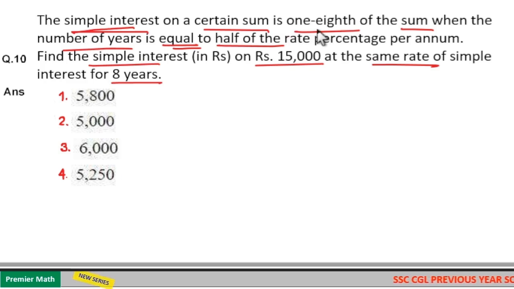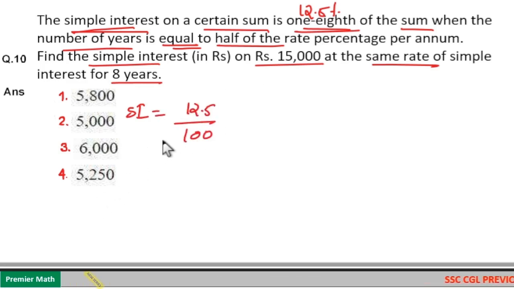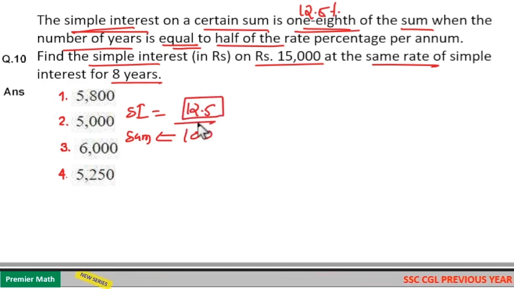Here, simple interest is 1/8 of the sum means 1/8 is 12.5 percentage. That is 1/4 is 25 percentage. Then 1/8 is 12.5 percentage. So here simple interest is 12.5 percentage means if 100 rupees is the sum, 12.5 rupees is the simple interest generated at the end of 1 year. So this 12.5 rupees generated at R rate for T years.